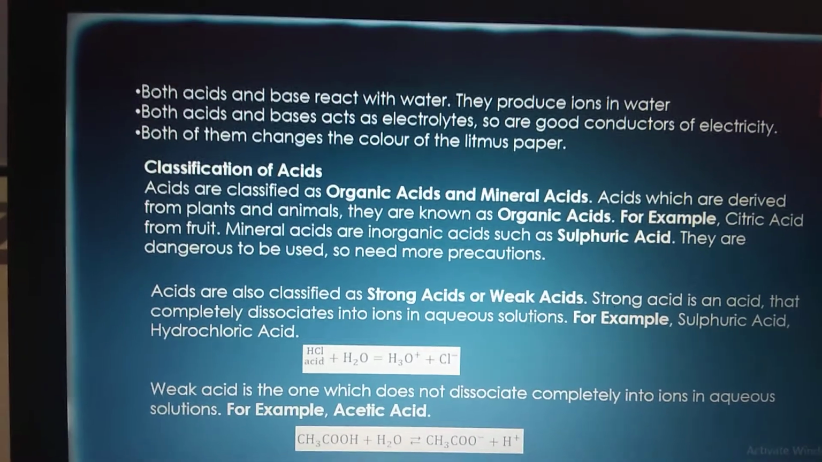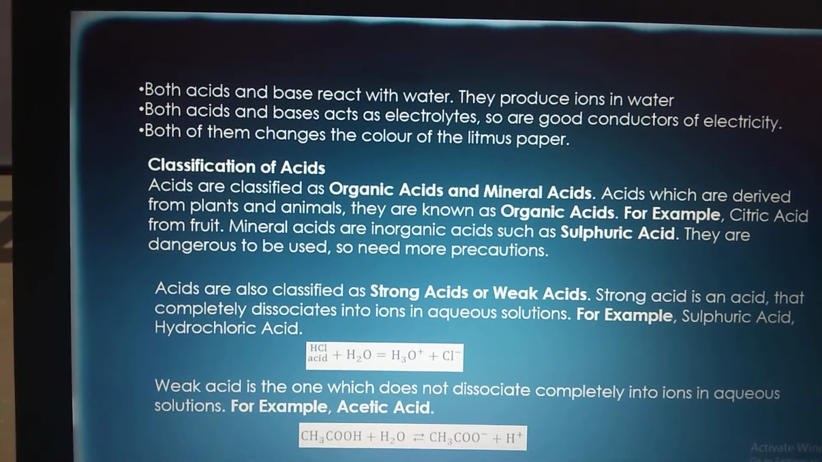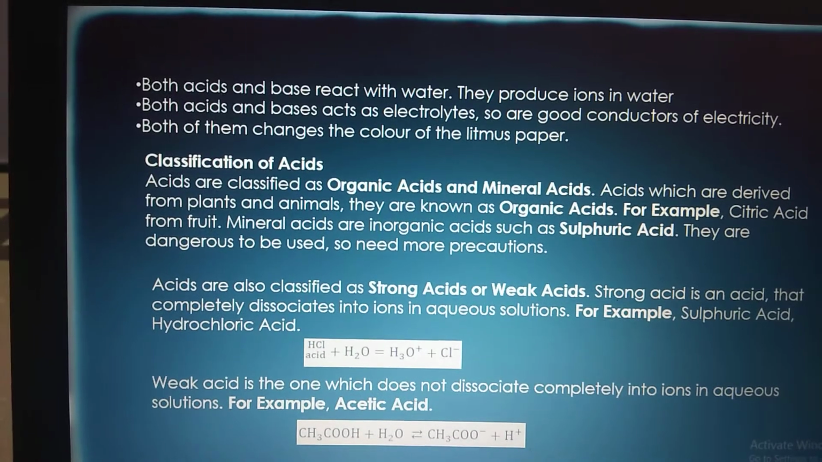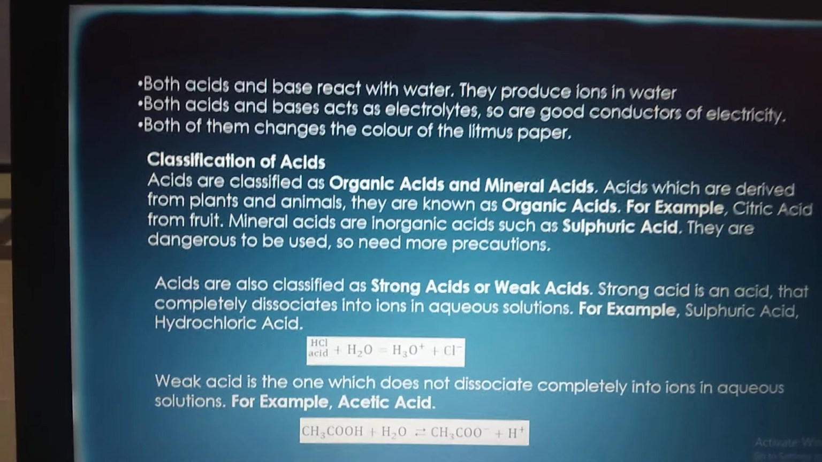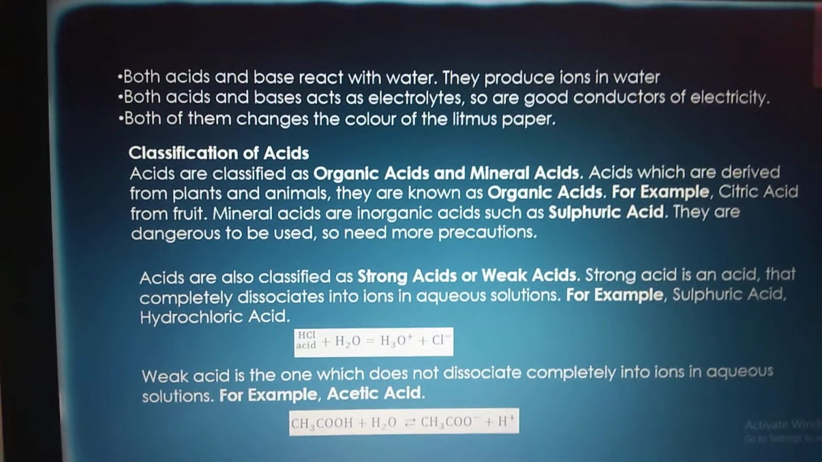A weak acid is one which does not dissociate completely into ions in aqueous solution. For example, acetic acid: CH3COOH plus H2O gives rise to CH3COO negative plus H positive.